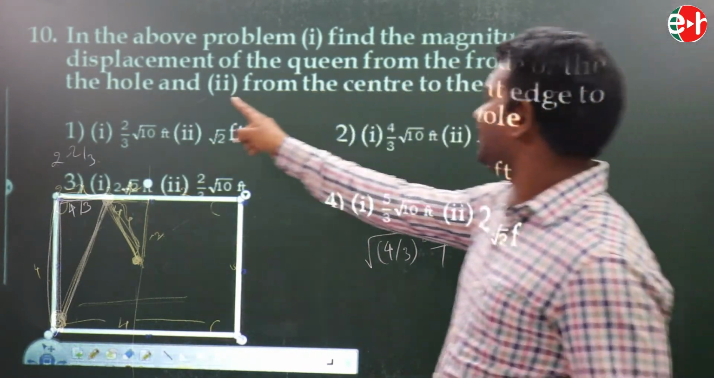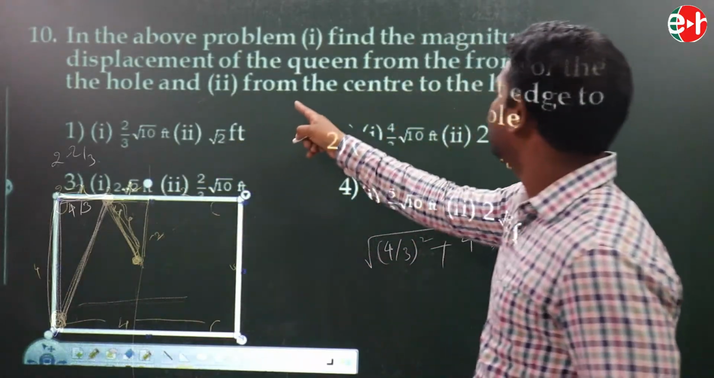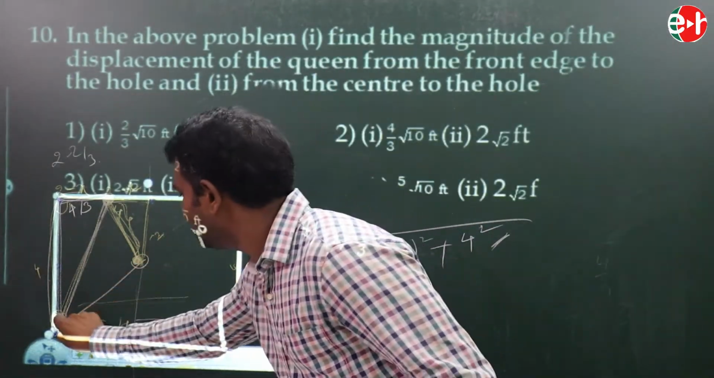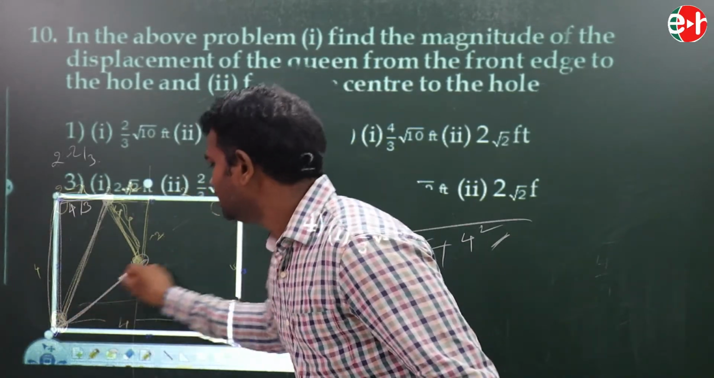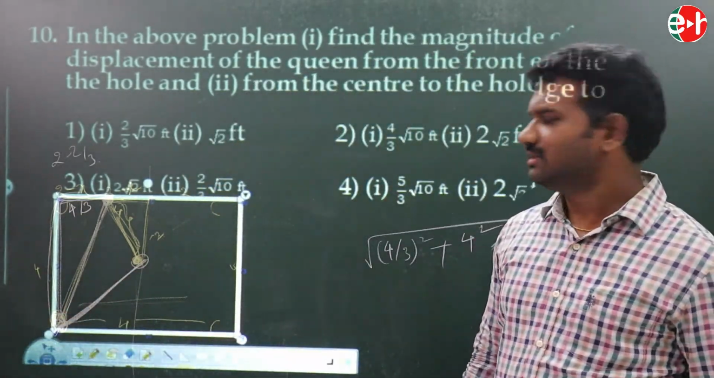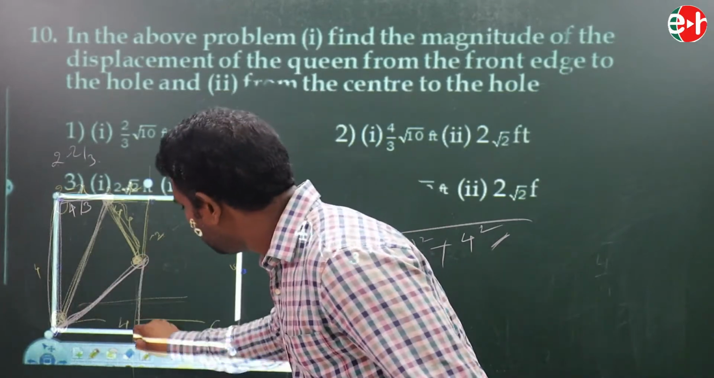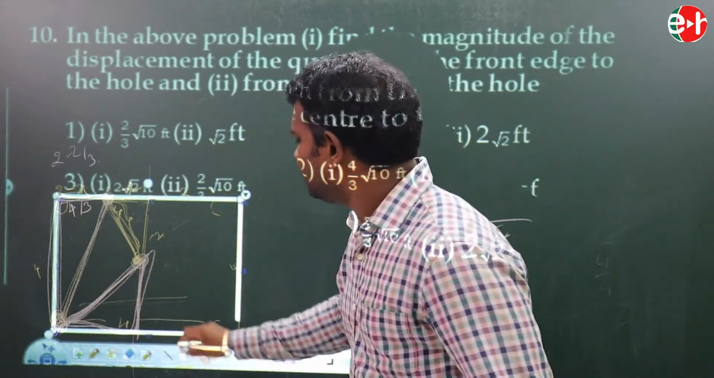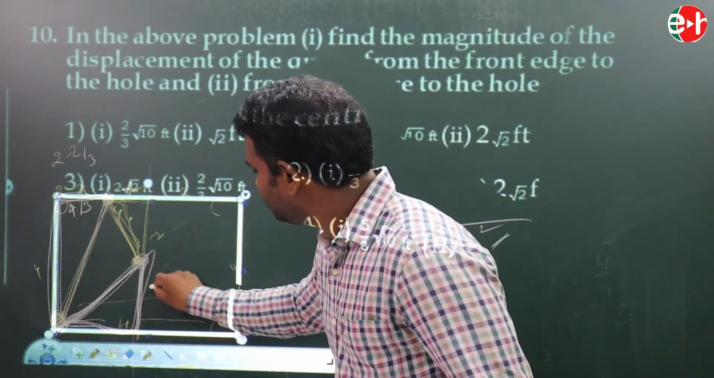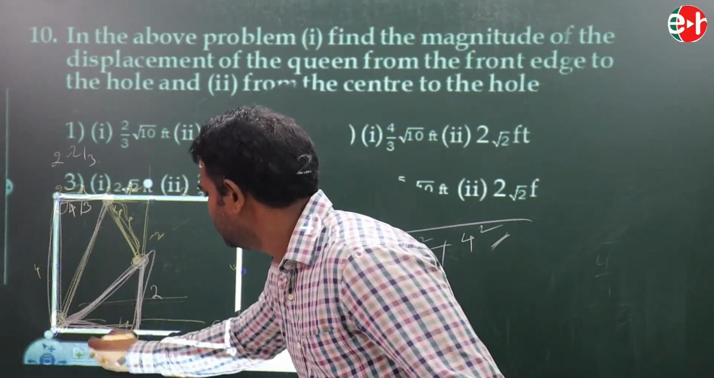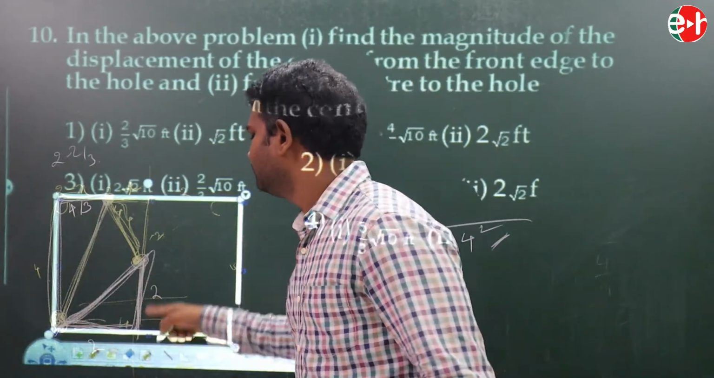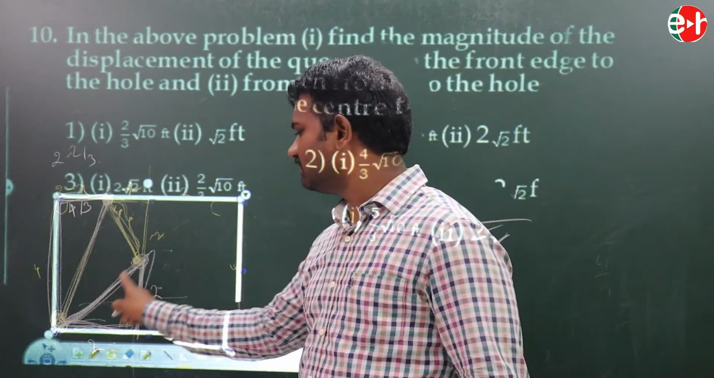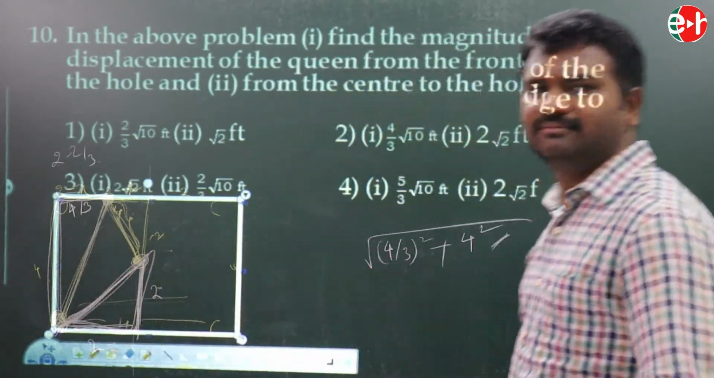From the front edge to the hole, and from the center to the hole. From center to hole means from here to here he is asking. This is a very easy question actually. Here to here, I can draw one line like this. Now this is my right angle triangle. This is 2, and this is 2. So root over 8 is the hypotenuse. So side 1 square plus side 2 square under root. We'll get the answer. Is it clear?